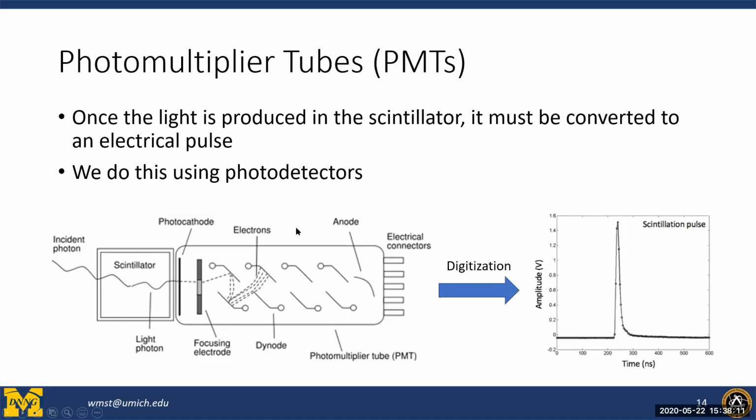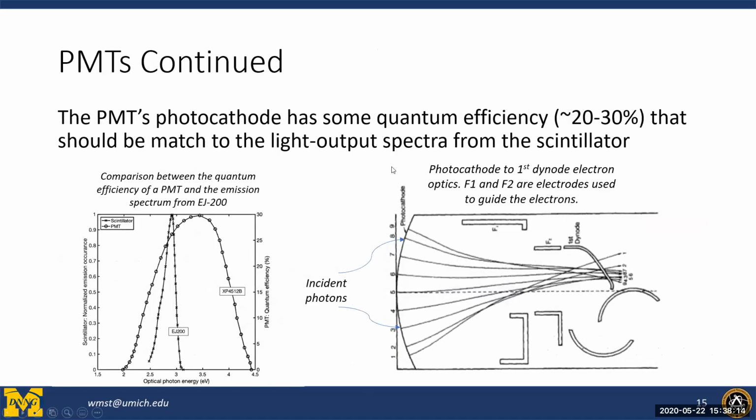So let's break down this detector first. The first thing to note is that we need to be able to collect light and convert that into something useful, in this case an electrical charge. This is done via the photoelectric effect. The incident photons produced from our scintillator come in and interact with the photocathode and produce an electron. This has a quantum efficiency roughly in the 20 to 30% range, depending, of course, on the spectra. And of course, you want your spectra to match your detector.